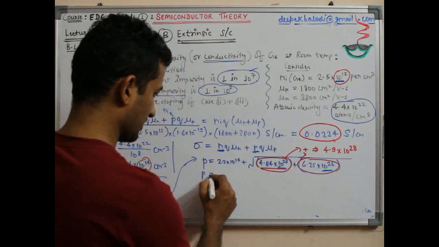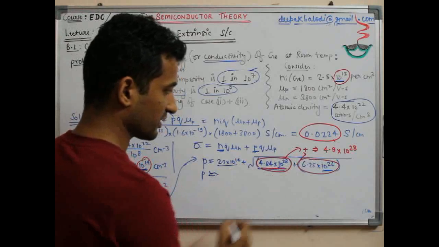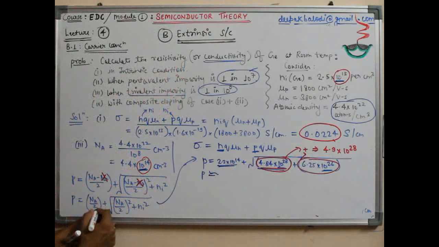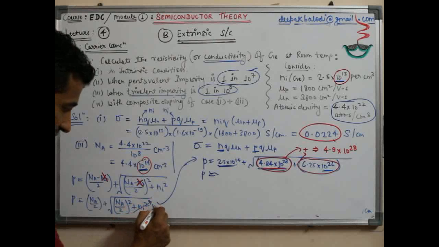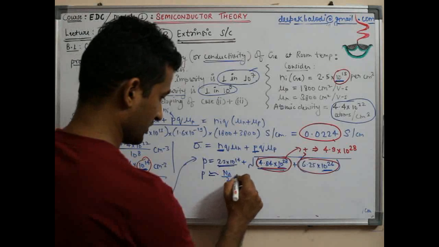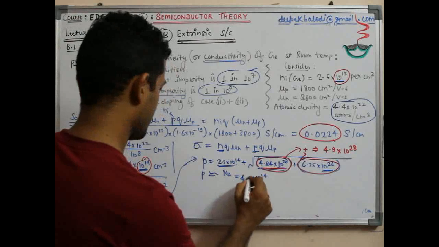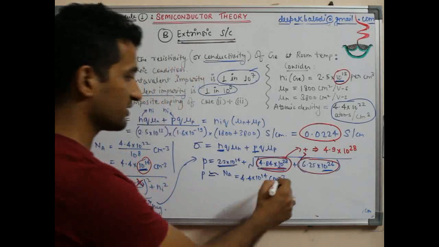So we can again approximately say that this is this plus this only, which was Na by 2 plus Na by 2. Square is much greater than this, so Ni square will be neglected. Then this is Na by 2 only, which is 4.4 per centimeter cube. So these are the number of holes.